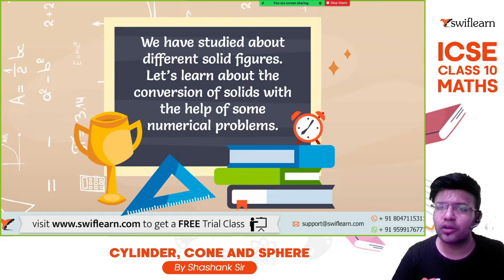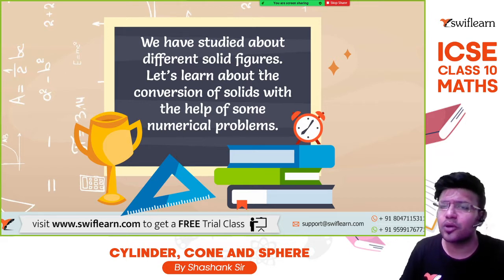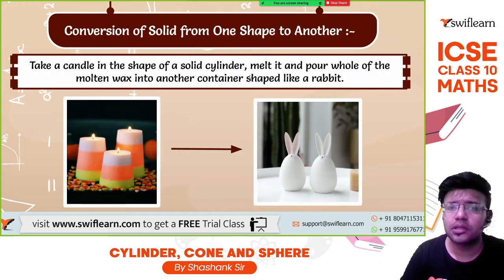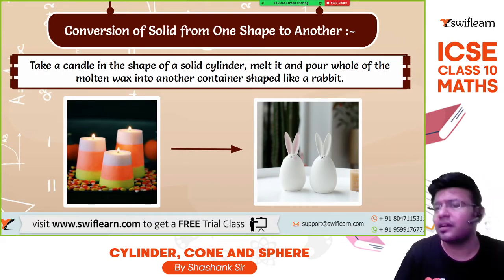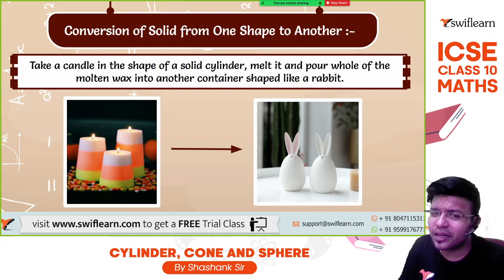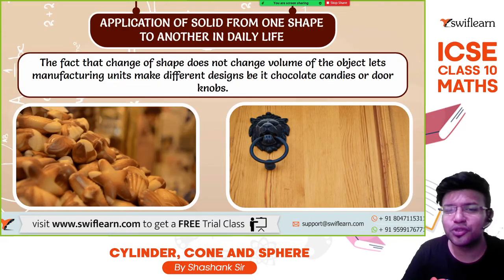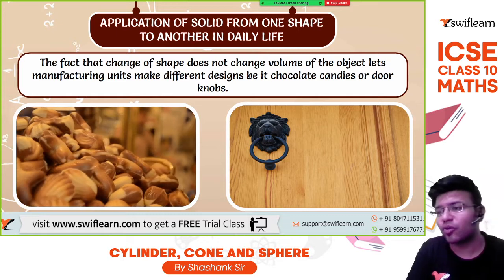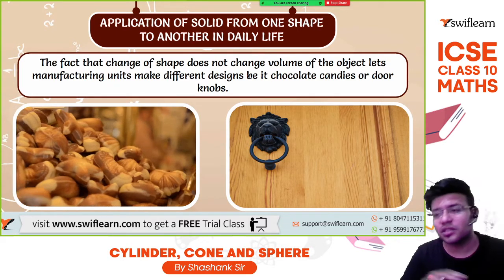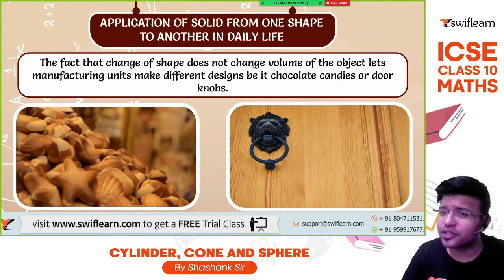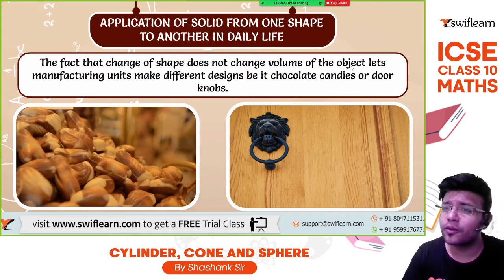We have studied about different solid figures. Now let us learn about the conversion of solids with the help of some numerical problems. Let's take an example of a candle. It is melted and poured in the cast to form this doll of a rabbit. Now what do we observe here? The volume of the candle is equal to the volume of the rabbit. The change of shape does not change the volume of the object.